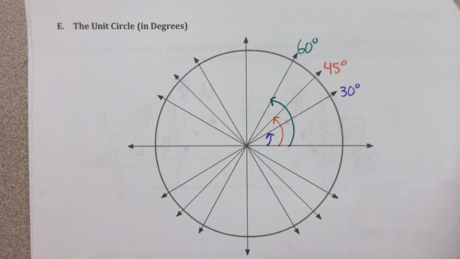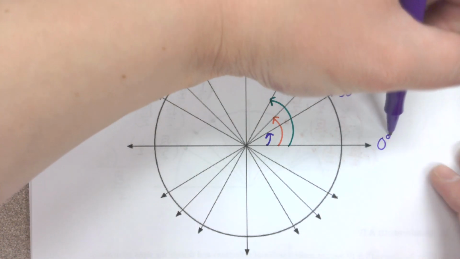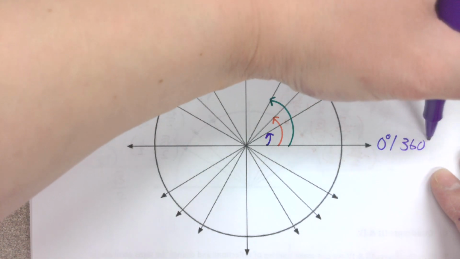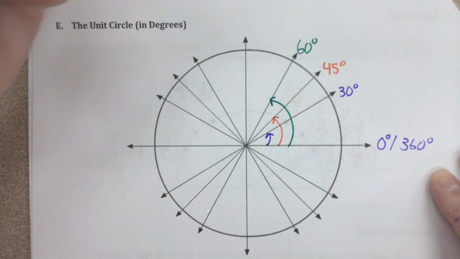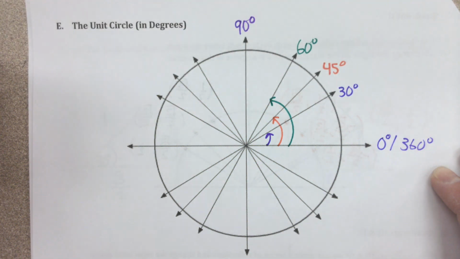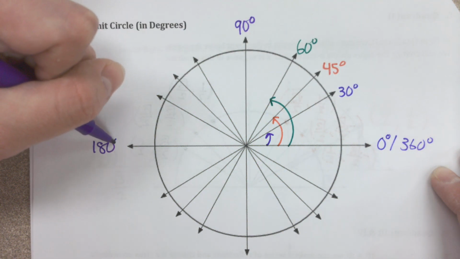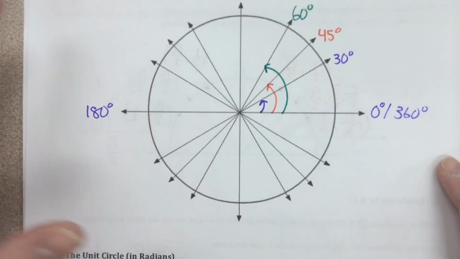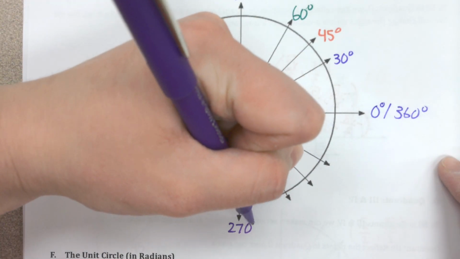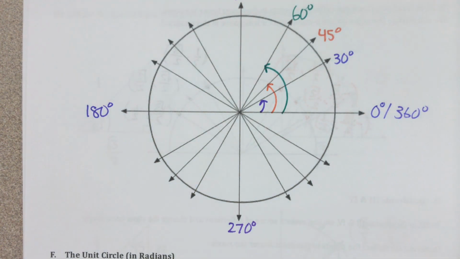So let me label the quadrantals. Starting on the right, we have 0 degrees, which is also 360. At the top, we have 90 degrees. On the left, we have 180. And on the bottom, we have 270. Those you'll want dedicated to memory.